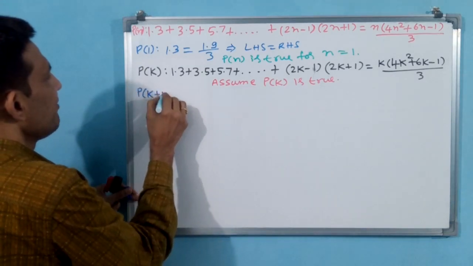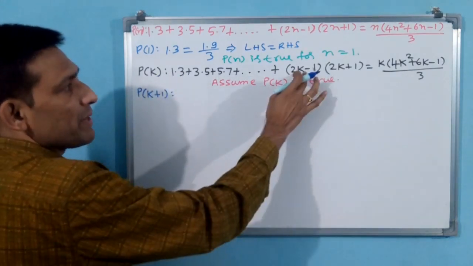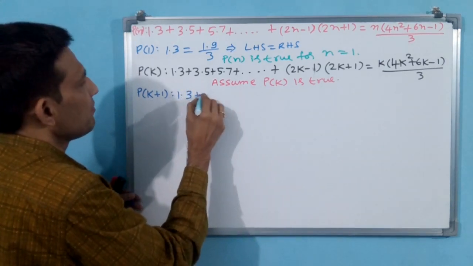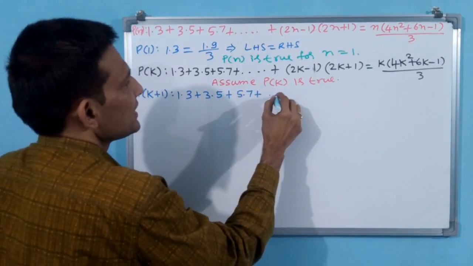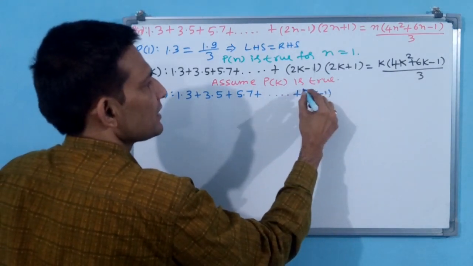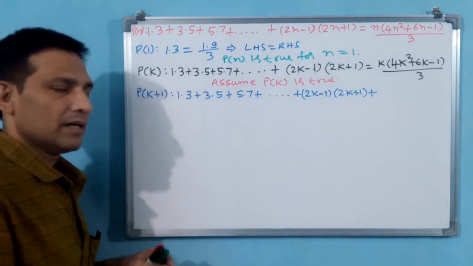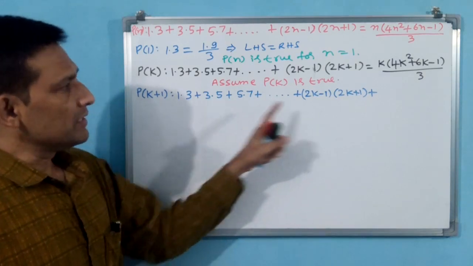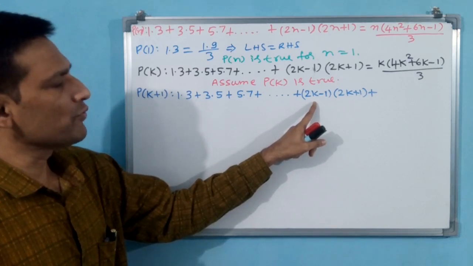P of k plus 1 colon. Okay. You replace k with k plus 1. But k also will come first. Okay. That you have to keep in your mind. 1 into 3 plus 3 into 5 plus 5 into 7 plus dash dash dash plus this also will come, 2k minus 1 into 2k plus 1, plus now you see, if you are replacing k with k plus 1, when multiplication is there, carefully you have to write. Or else you are going to make a mistake.